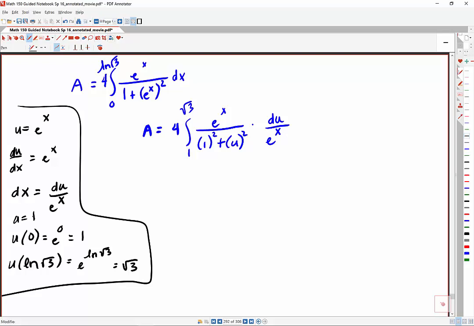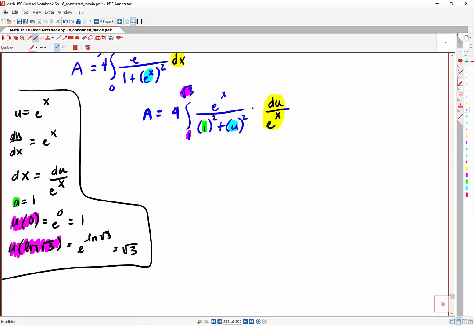So let's see how it all shook out. This du over e to the x was our dx. Our u was the e to the x. Our a is 1. And our limits of integration came about from the limits for x in our u sub.